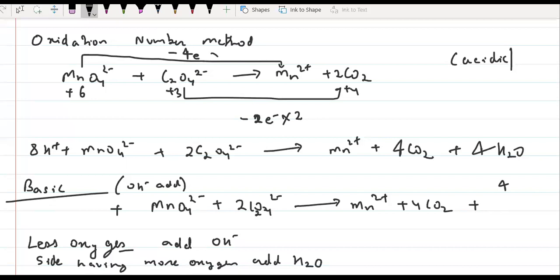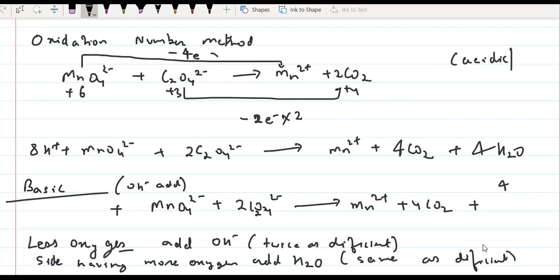Now your question should be how much, right? So OH minus is twice as deficient, and H2O is the same as deficient. Okay, as simple as that.